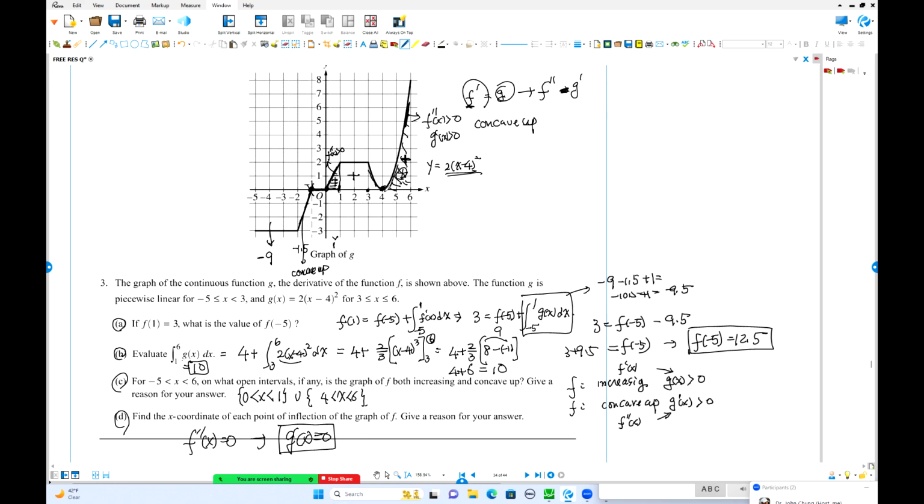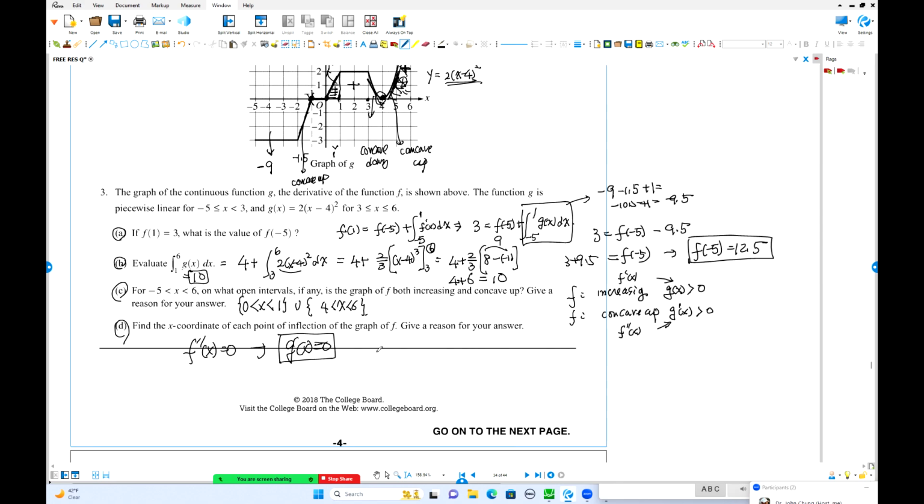Oh, what about over here? Before this point, the slope of this one is negative, that is concave down, right? Right at this point, that is concave up, isn't it? Because the slope of this line is positive. So at x equals 4, there is what? An inflection point. Are you okay? Yeah. So at x equals 4, there is an inflection point.